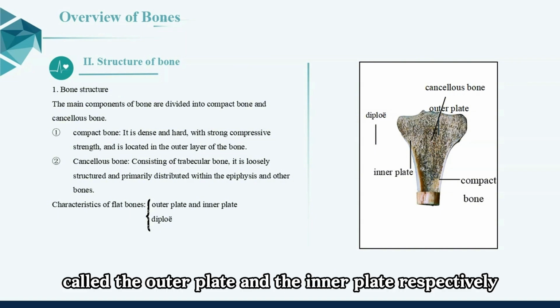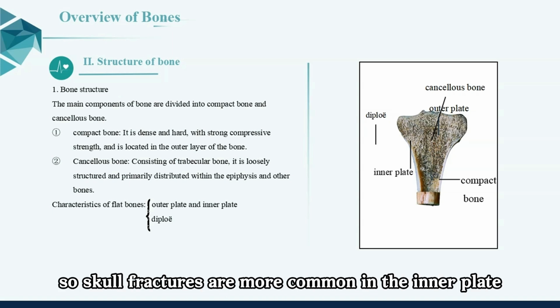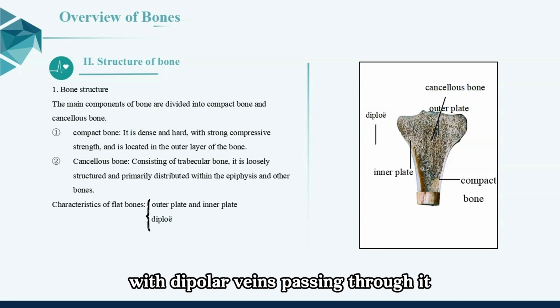The surface layer of cranial vault bones is compact bone, called the outer plate and the inner plate respectively. The outer plate is thick and tough and full of elasticity. The inner plate is thin and brittle, so skull fractures are more common in the inner plate. The cancellous bone between the outer and inner plates is called diploe, with diploic veins passing through it.